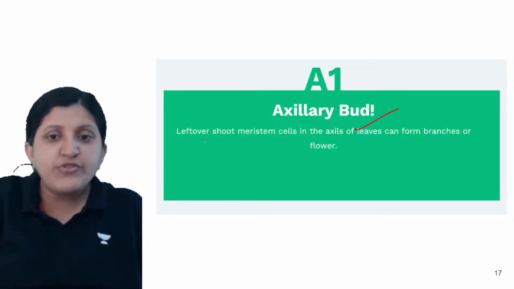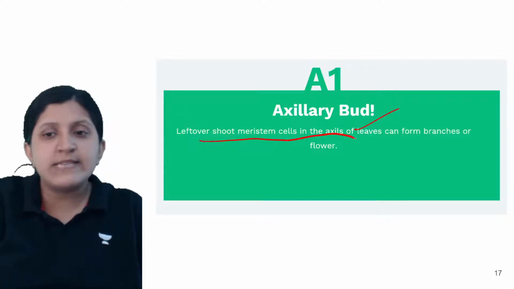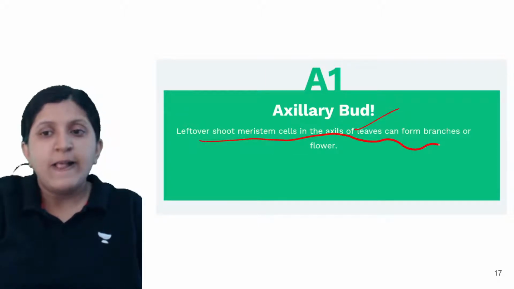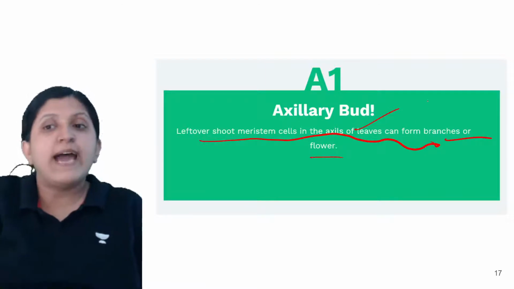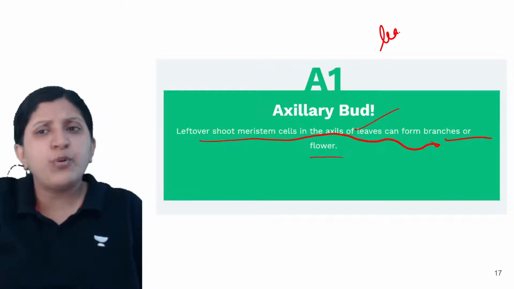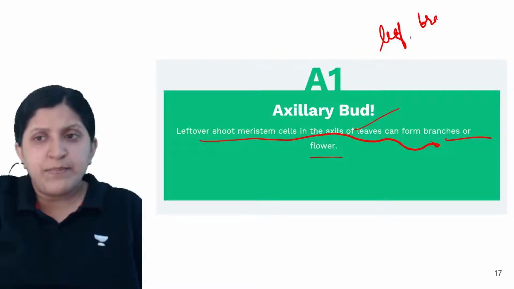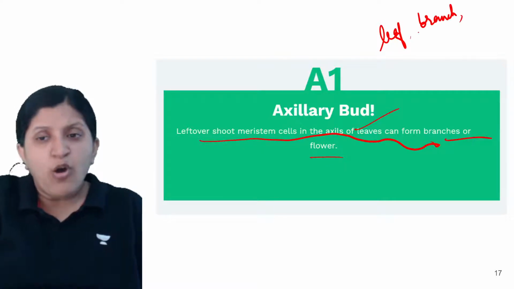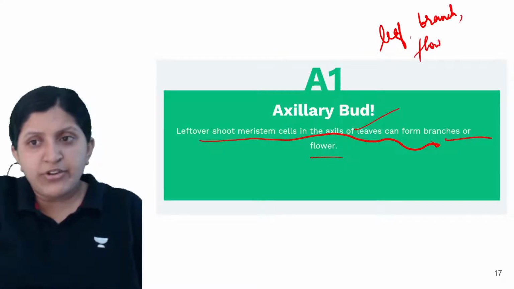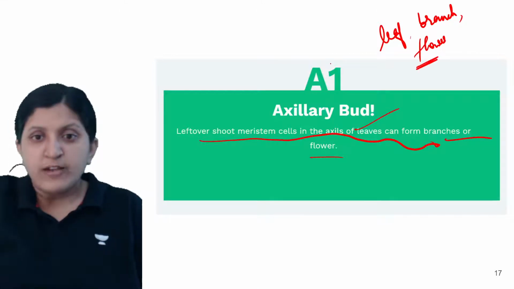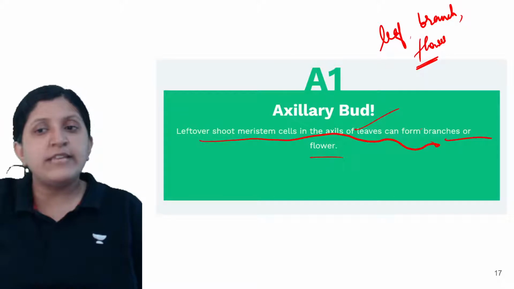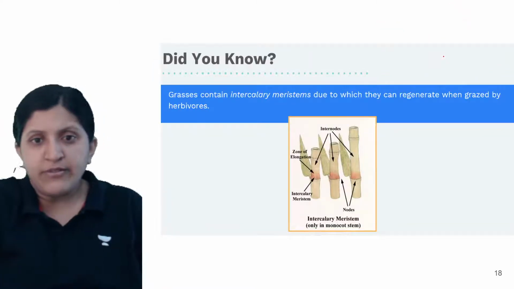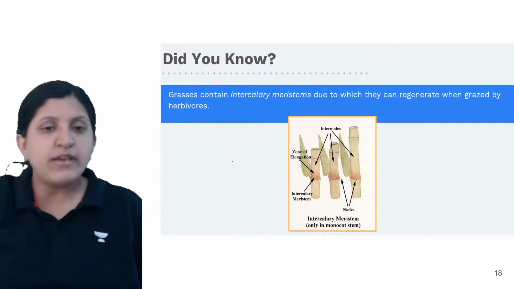Okay. So leftover shoot meristem cells in the axils of the leaves can form branches or the flower. So there can be leaf formation, there can be branch formation, or there can even be a flower formation that can occur. So in that case, the leftover shoot meristem cells in the axils of the leaves can form branches or the flower. So now you know this is what I was talking about.